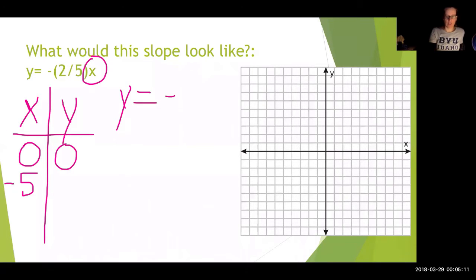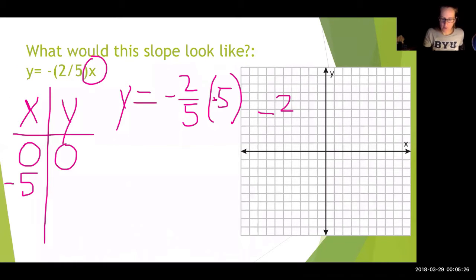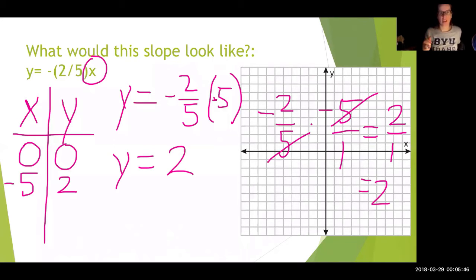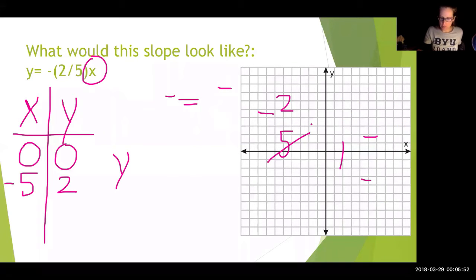Let's see. So we have -2/5 times -5/1. These two diagonal 5s are going to cancel each other out. The negatives are going to cancel each other out. We're going to get 2/1, which is the same thing as 2. Oh, that's nice and easy. So Y is equal to 2 when X is equal to -5. That makes it nice and easy. All right, we're going to clean this up.